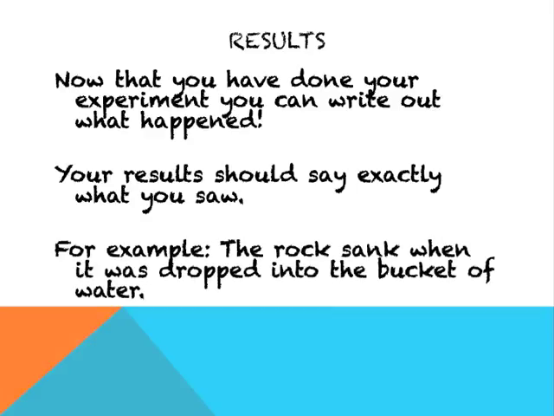Now that you've done your experiment, you can write out what happened. These are called your results. Your results should say exactly what you saw. For example, after I did my experiment, I would write down, the rock sank when it was dropped into the bucket of water. It did not float.